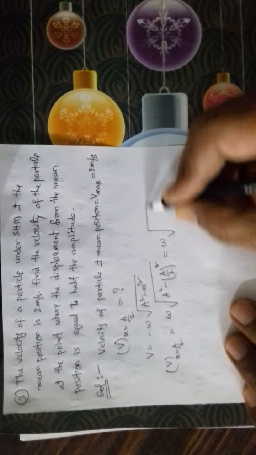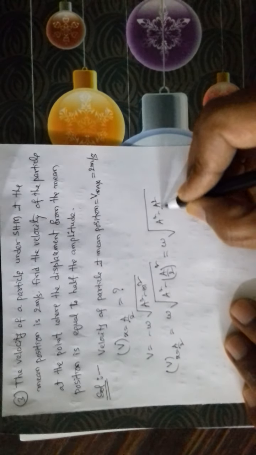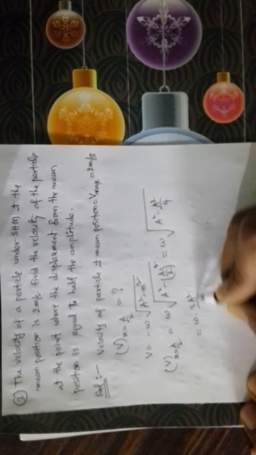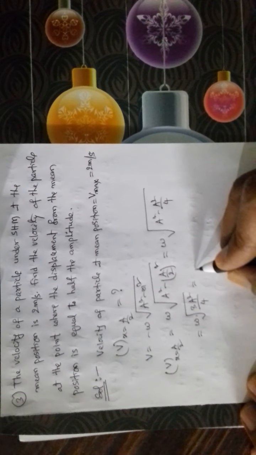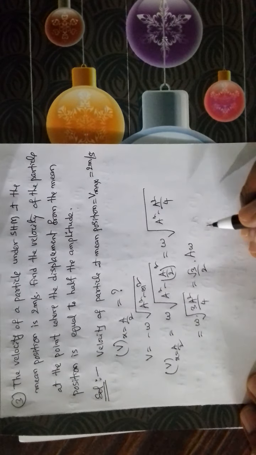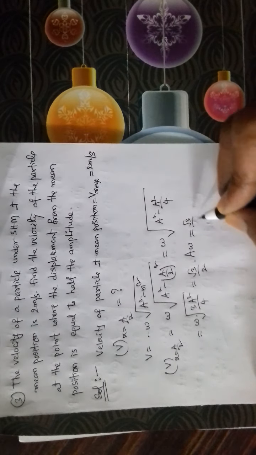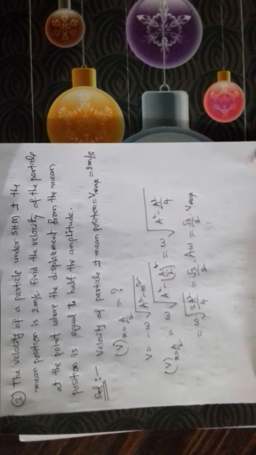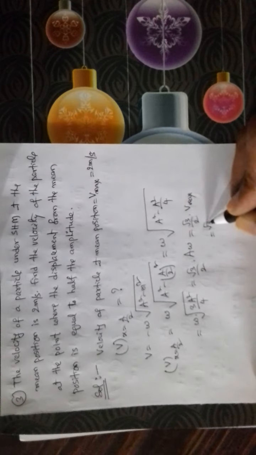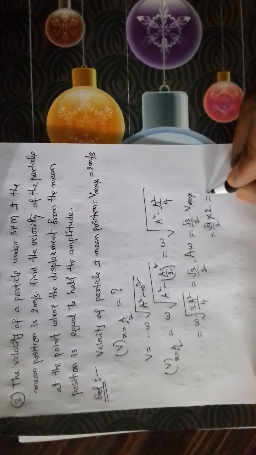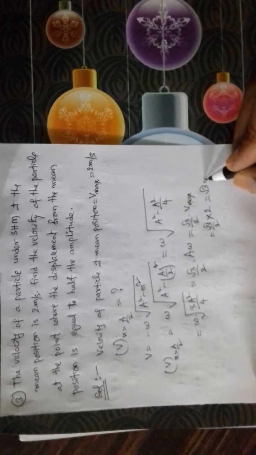and we get a square minus a square by 4, that is equal to 4a square minus a square, 3a square. Root 3 by 2, A omega. But A omega is expression for maximum velocity. And V maximum value is given. So we get root 3 centimeter per second.